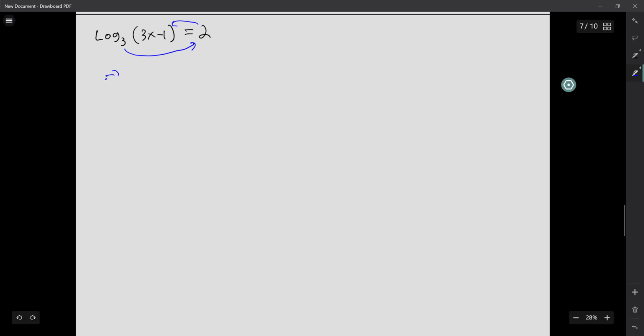So this means that 3 squared is equal to 3x minus 1, which gives me a much easier problem to solve. I have 9 equals 3x minus 1, or let's see, plus 1, I get 3x equal to 10, or x equal to 10 thirds. If we use the calculator for that, we would have, I guess, 3.3 repeating.